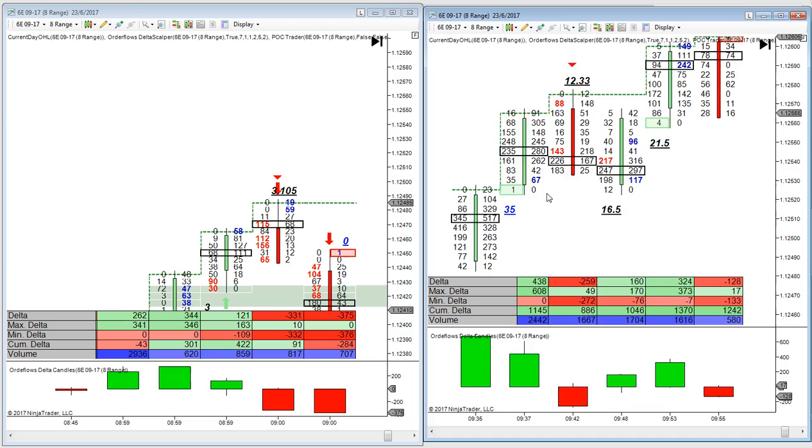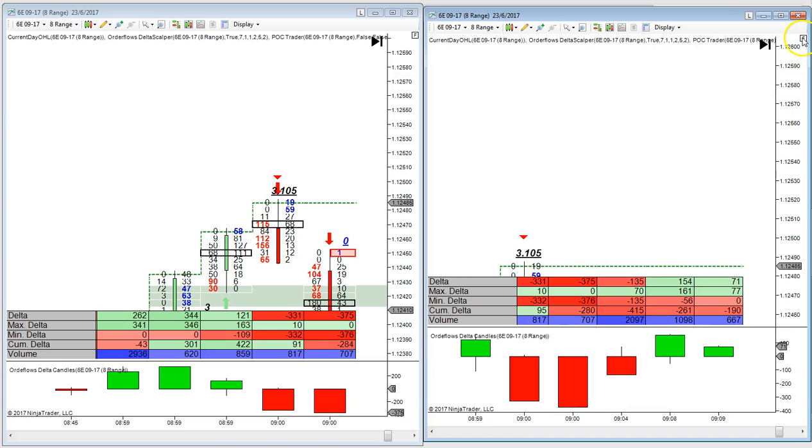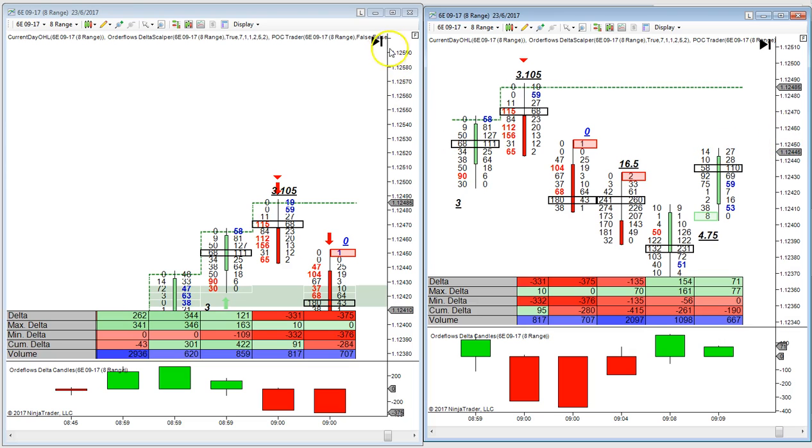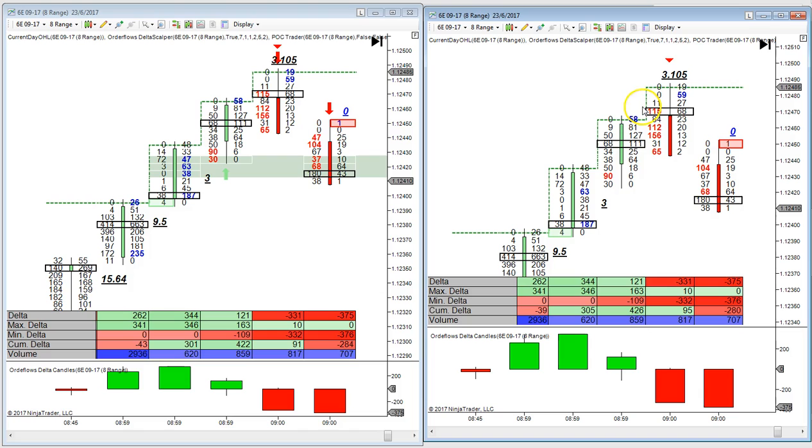So earlier, what time was this? 9 o'clock. So just before 9 o'clock. If you have it set at a low number to show more imbalances, here you have a stacked imbalance. You don't see it on this chart right here, right? And you see how the market popped up a bit here before reversing and selling off.